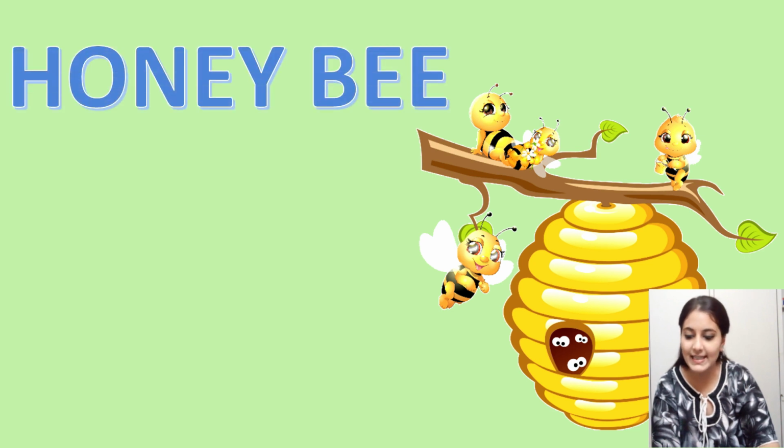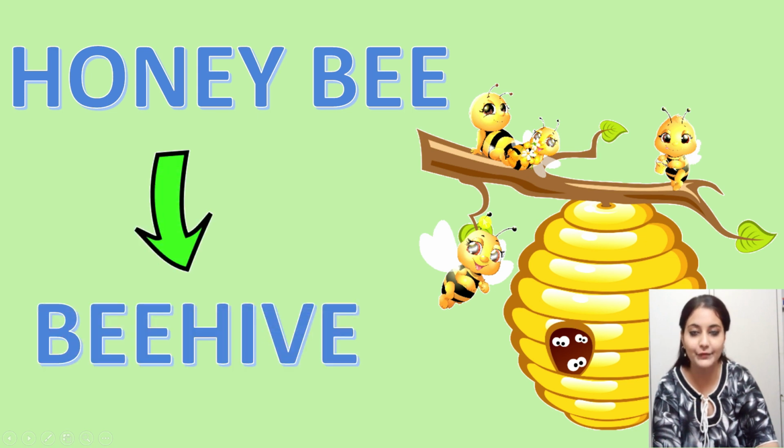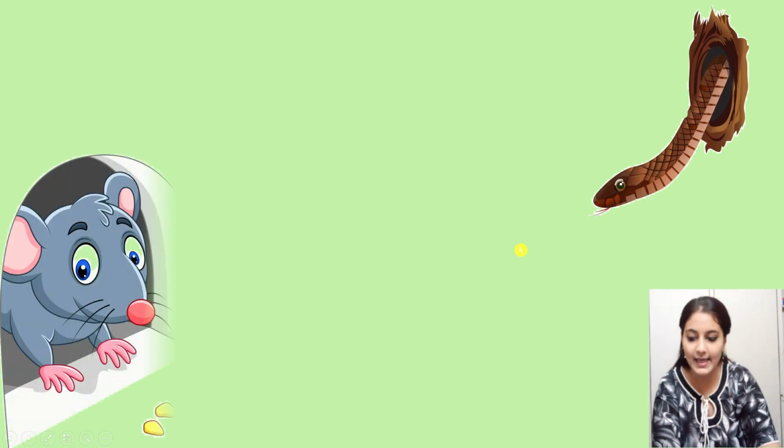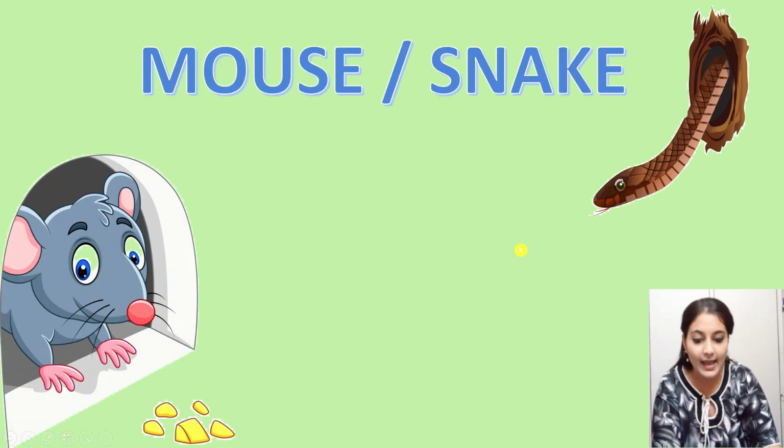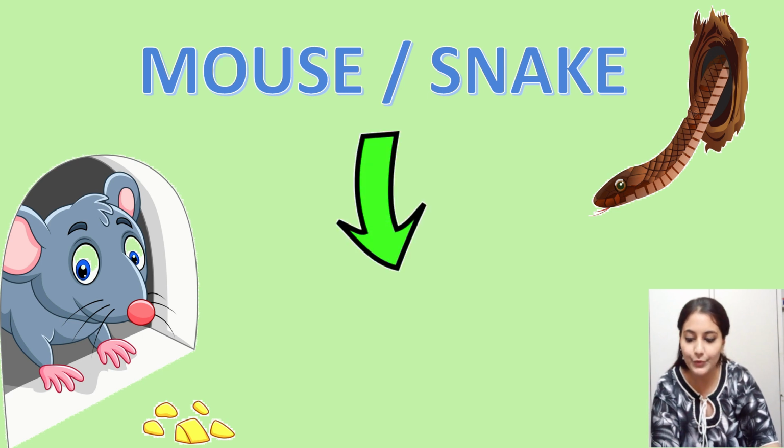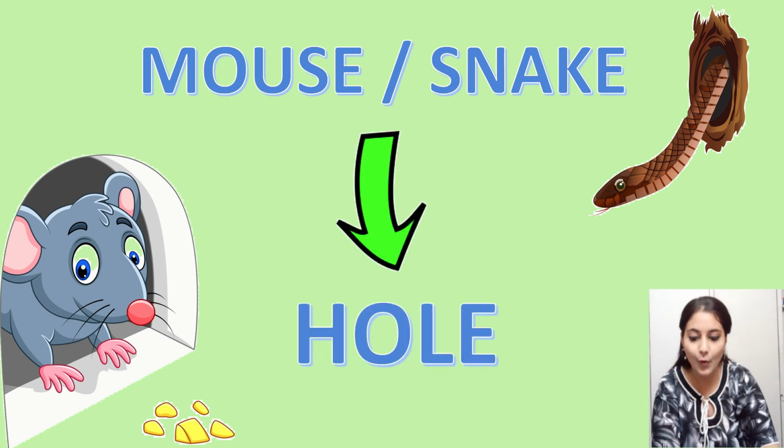Yes, the yummy and tasty honey is made by these cute little honeybees, which we all love to eat. And these honeybees used to live in a beehive. The sweet home of a honeybee is known as a beehive. So now here come two animals, the snake and the mouse. Yes, you guessed right. Now we are going to talk about their house. Snake and mouse used to live in a hole. They dig a hole and live happily in it.